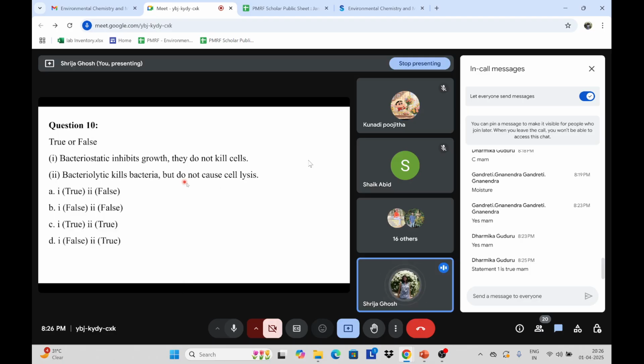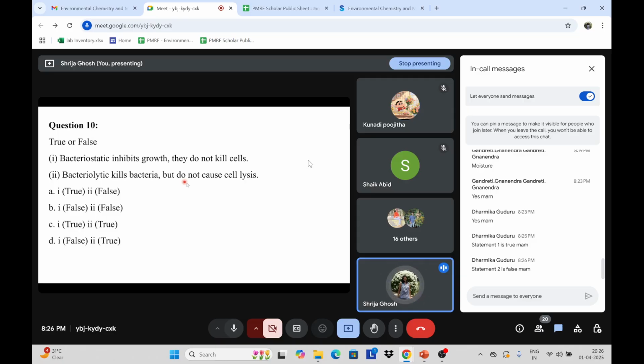It says bacteriostatic. So that means it can inhibit the growth, and it is basically going to make the bacteria static. So it is not killing the cells, but it is not allowing it to grow also. So it won't increase in number nor it will decrease in number. Okay, Dharmika says statement 2 is false. Yeah, that is also the correct answer.